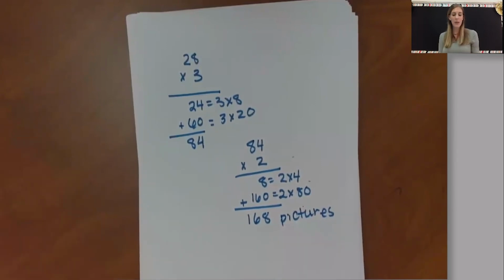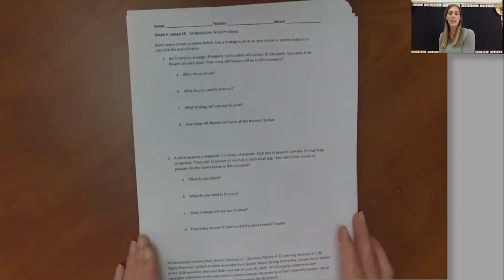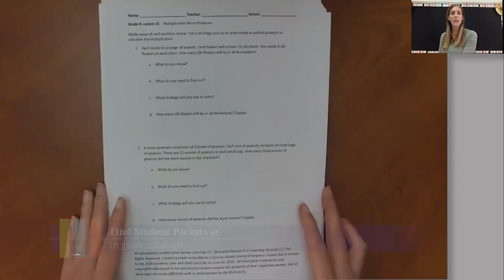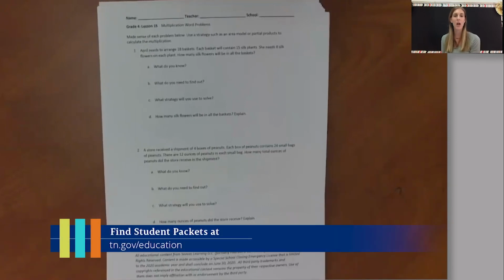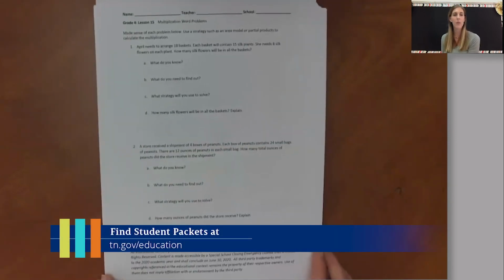Now I have some independent practice for you to do on your own. You can get this off the screen, or you can go online to www.tennessee.gov/education for a printable version.